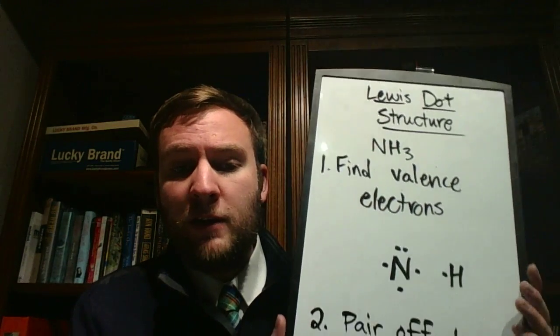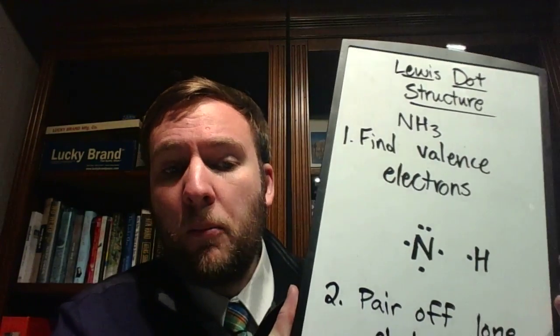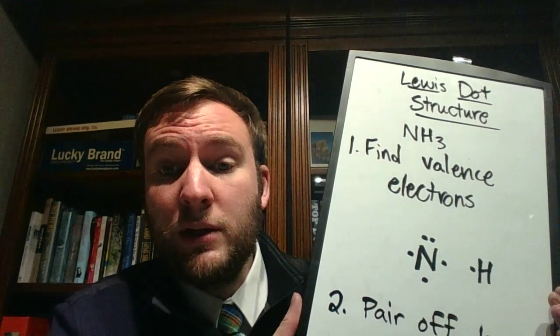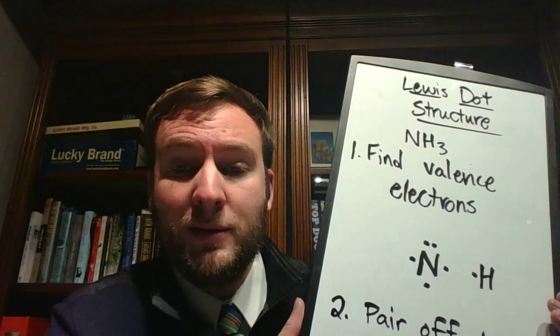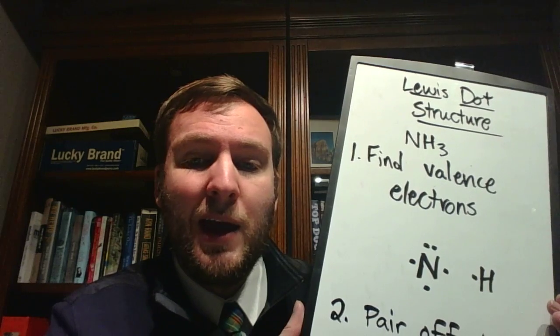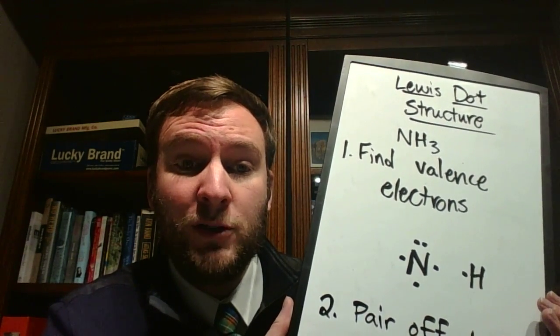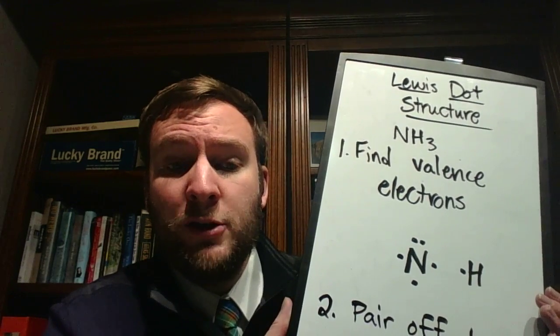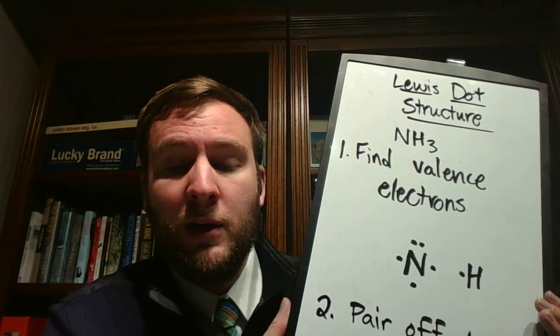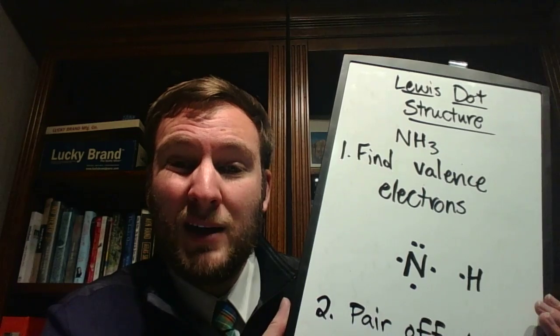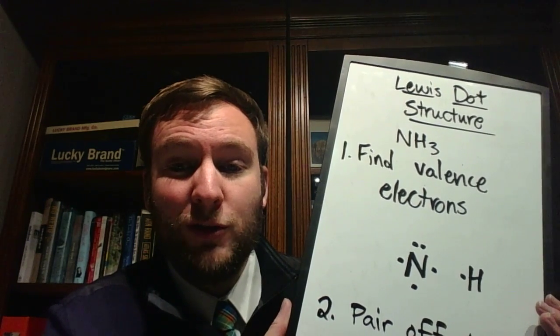So first I find nitrogen. Nitrogen is exactly 3 spaces away from a noble gas, so it has 3 less than 8 valence electrons. That's why I drew 5 dots, because I have 5 valence electrons. Hydrogen is in the very first group, which means it's 7 spaces away from the noble gases, so it only has 1 valence electron.